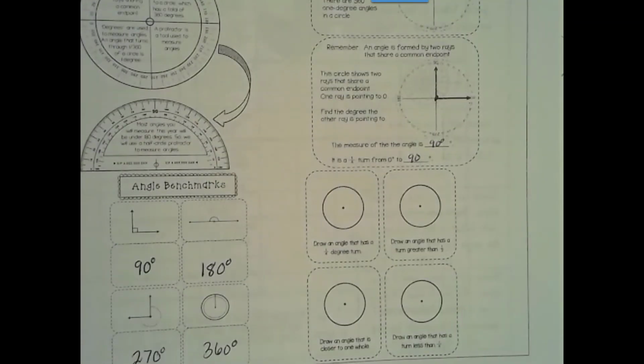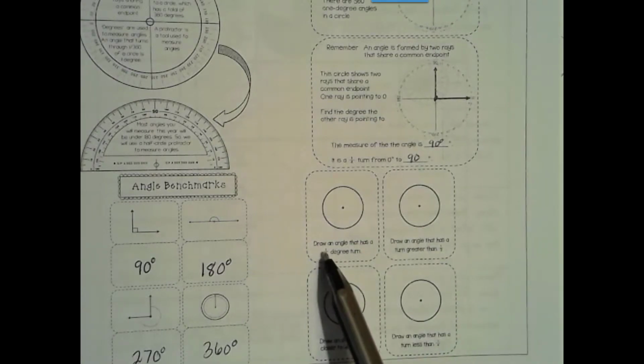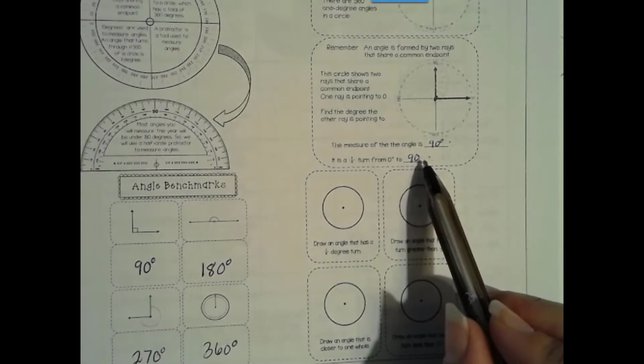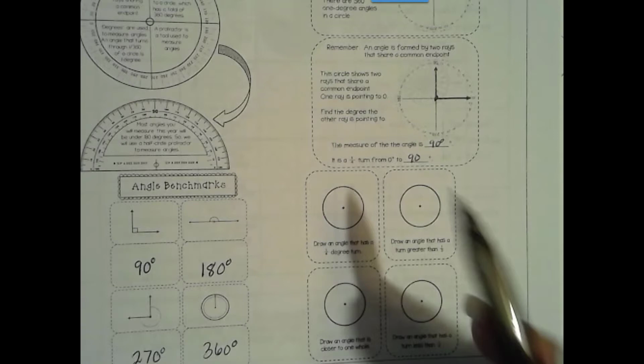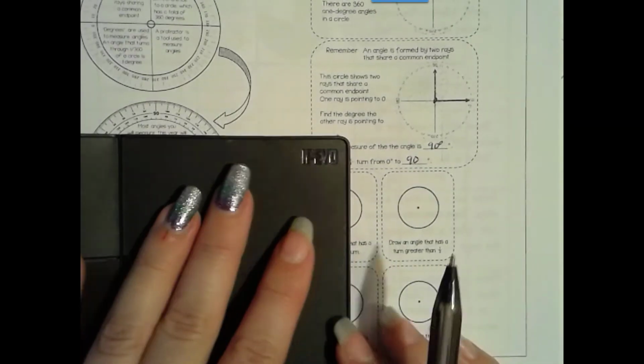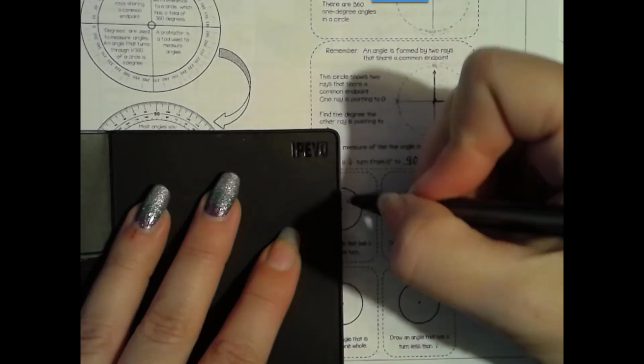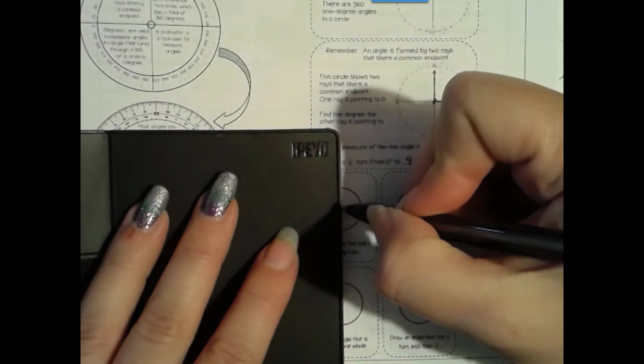Okay, so now this is where the straight edge comes in. It does not have to be perfect on this, but we want to draw an angle that has a 1/4 turn. So we just look at that. We want to try to make a 90-degree angle. So with your straight edge, we want to try to go straight up if we can from that center point.